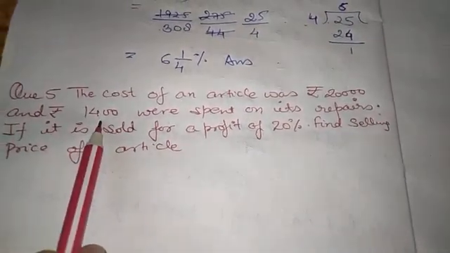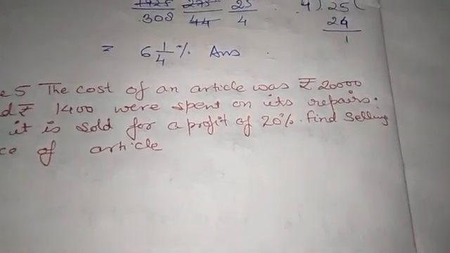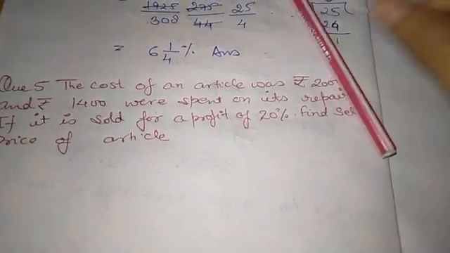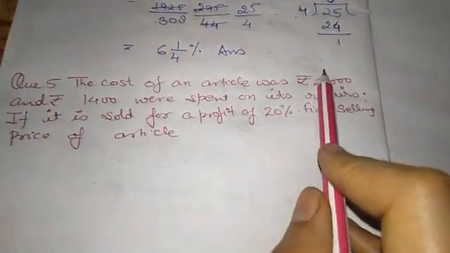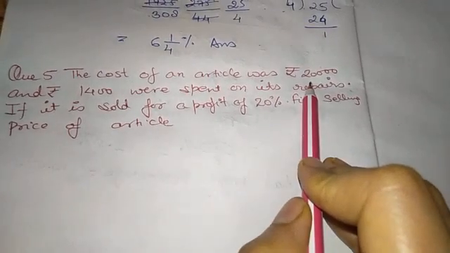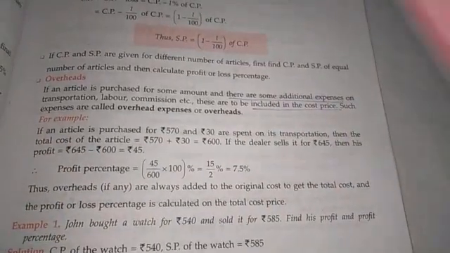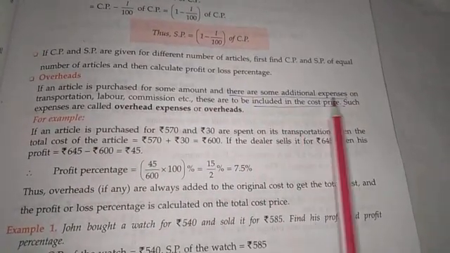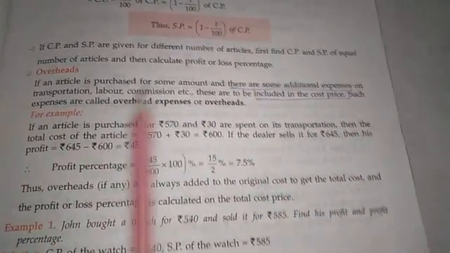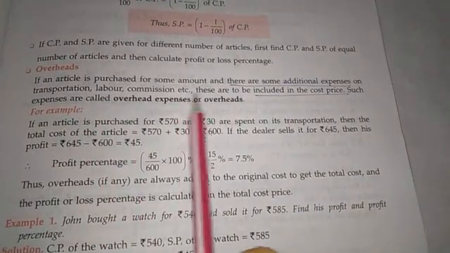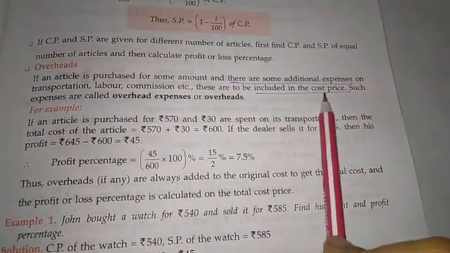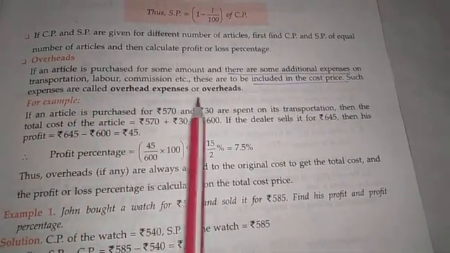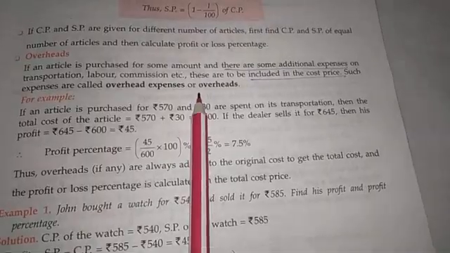20,000 plus 1400. I told you earlier while teaching you the concepts that these charges are called overhead charges, and this will always be added to the cost price. Let me show you. An article is purchased for some amount, and there are some additional expenses on transportation, labor, commission, etc. These are included in the cost price. Such expenses are called overhead expenses or overheads.